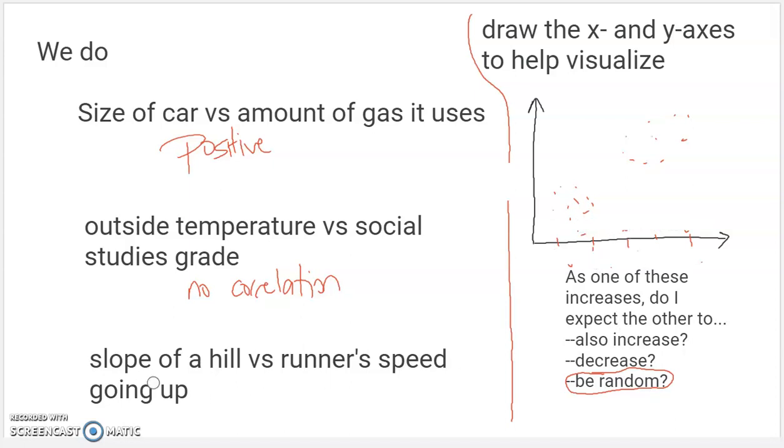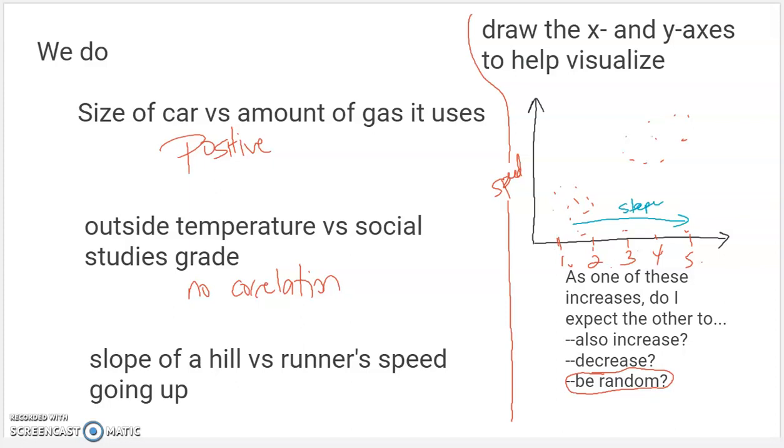All right, last one. Slope of a hill versus a runner's speed going up it. So as the slope of a hill gets more and more, since we talked about slope of lines, maybe I'll think of measuring it like that. Slope of 1, slope of 2, slope of 3, slope of 4, slope of 5. What would I expect to see the runner's speed be on bigger and bigger hills? Well, as I expect slope to get steeper, do I expect runner speed to increase?